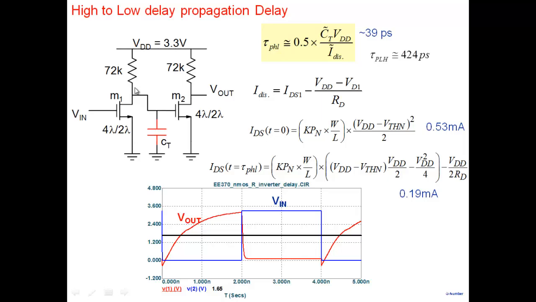While a resistor cannot supply that much current here. You can see 3.3 here, and if this is 0, 3.3 divided by 72K, and you can see the resistor can supply you a current of 1 order of magnitude lower. We'll come to that discussion of transistor versus resistor later on.